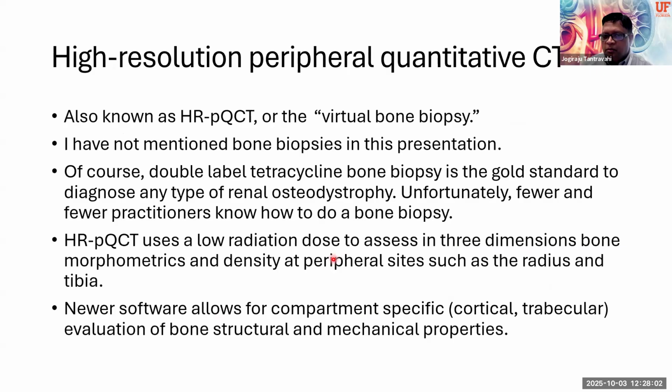So what do we have that perhaps might help us? Well, there is a relatively new imaging procedure called high-resolution peripheral quantitative CT, or HRpQCT. Its adherents like to call it the virtual bone biopsy, which gives me a good segue to discuss bone biopsies. Of course, double-label tetracycline bone biopsy is the gold standard to diagnose any type of renal osteodystrophy.